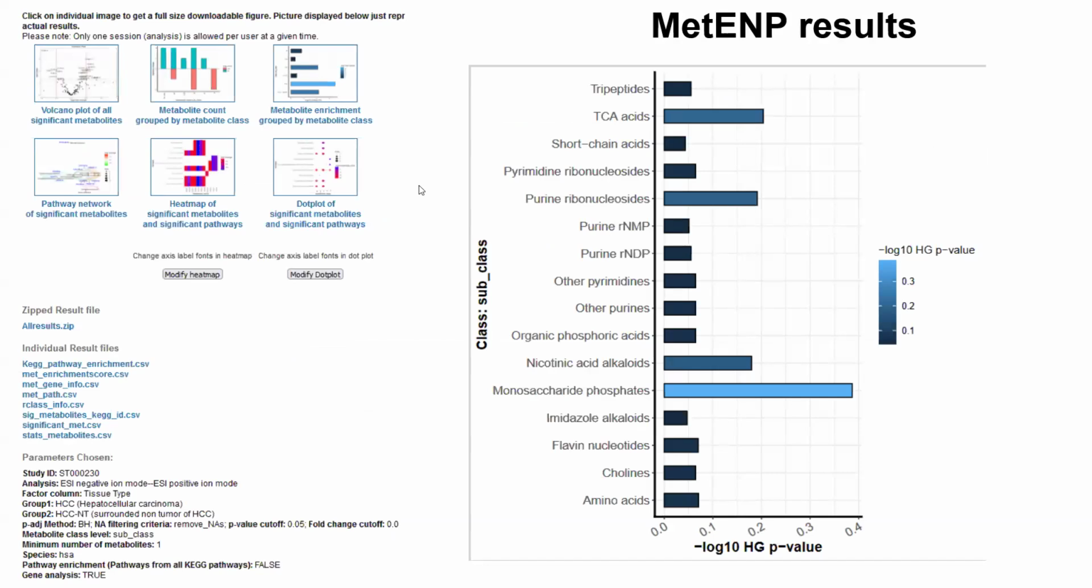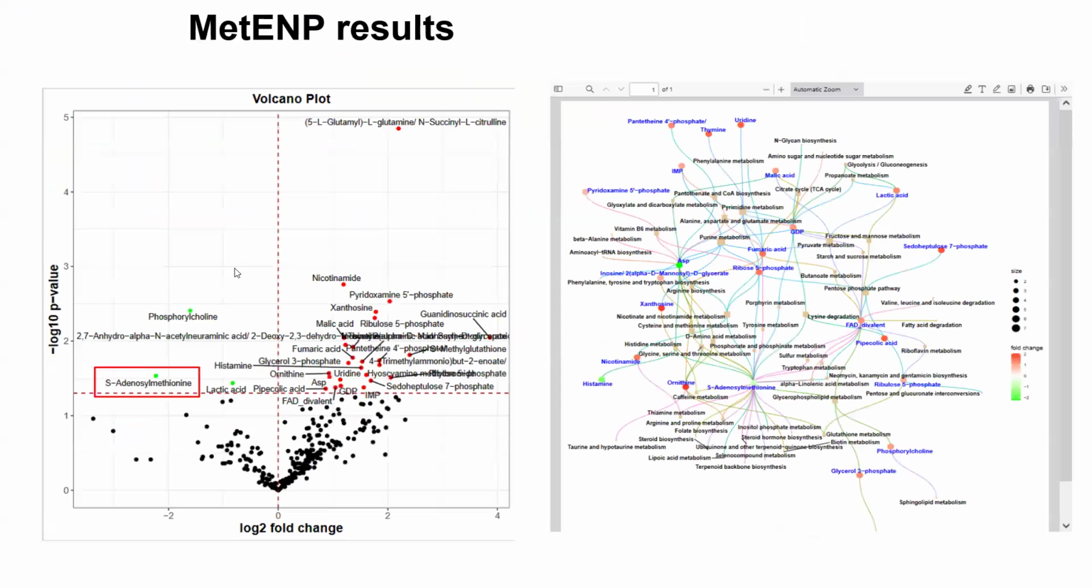So the results that we have here are essentially these 6 plots and corresponding tables, so that one can do any further analysis with those results that we see here. For example, we have the class enrichment at the subclass level. Then we have the volcano plot, and again, as we saw earlier, SAM or S-adenosylmethionine is strongly downregulated in the non-HCC versus HCC comparison.